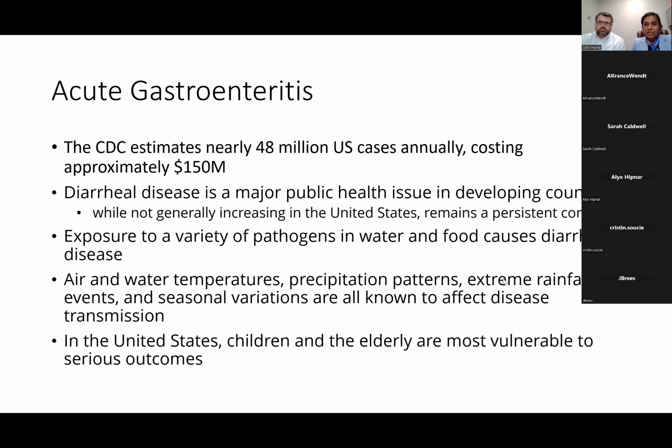So this is a really nice slide that talks about how much burden there is and how much money we spend on diarrheal illness. Globally, like you said, it's a huge problem, and in the United States, it's a big problem as well. They estimate 48 million U.S. cases of acute gastroenteritis. So it costs a lot of money, but it's a major public health issue, and we'll talk about some of the testing and its relationship to outbreaks and why it's important to diagnose it quickly and get it under control. It's a variety of pathogens in water and food.